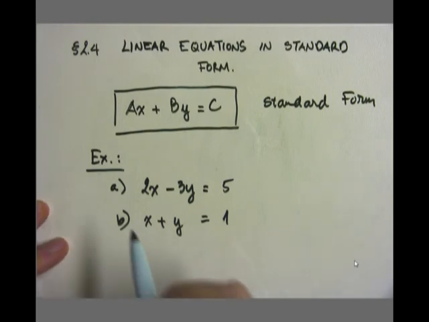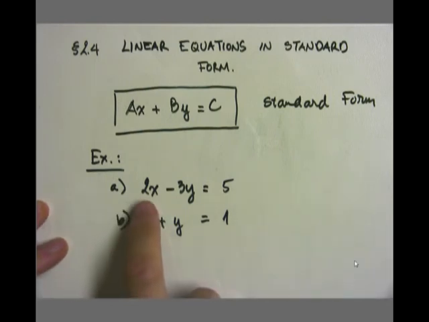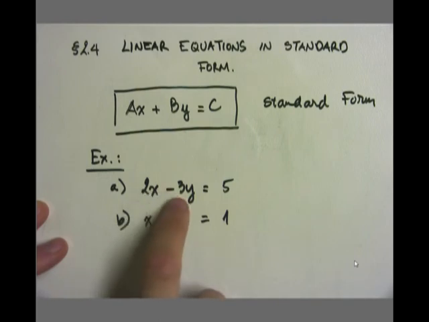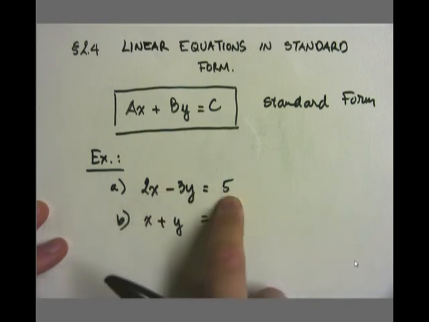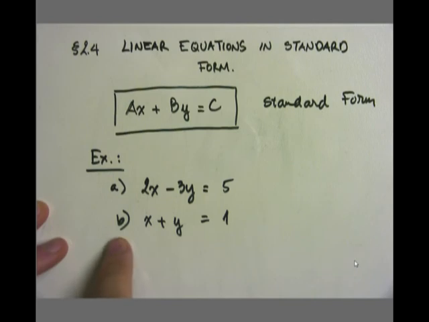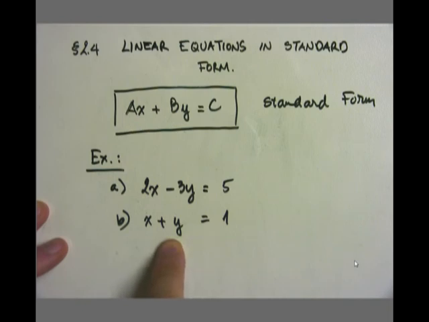So once again in part A of the example, you can see that the coefficient A would be 2, and the coefficient B would be minus 3, and C would be 5. In example B, the coefficient A would be 1, coefficient B would be plus 1, and coefficient C would be positive 1.